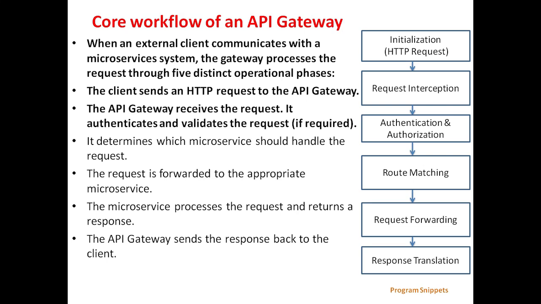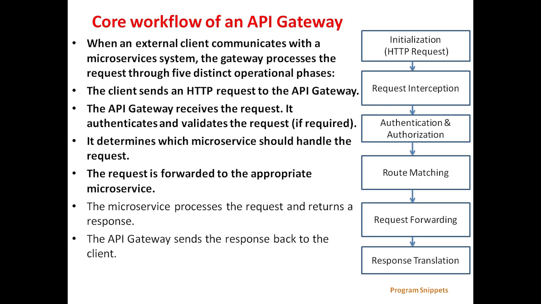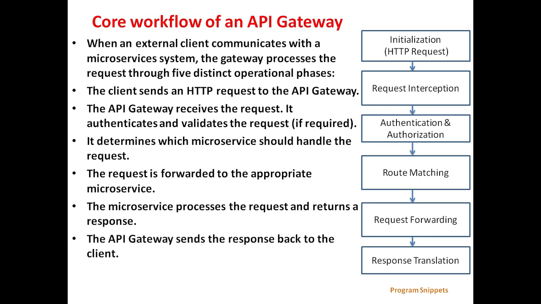When the API gateway receives this request, it authenticates and validates the request. Then it determines which microservice should handle the request, and the request is forwarded to the appropriate microservice. The microservice processes the request and returns a response, and the API gateway sends the response back to the client.